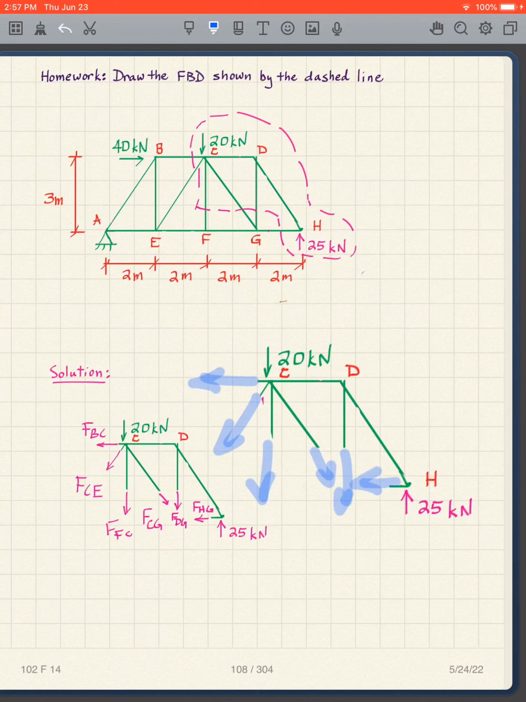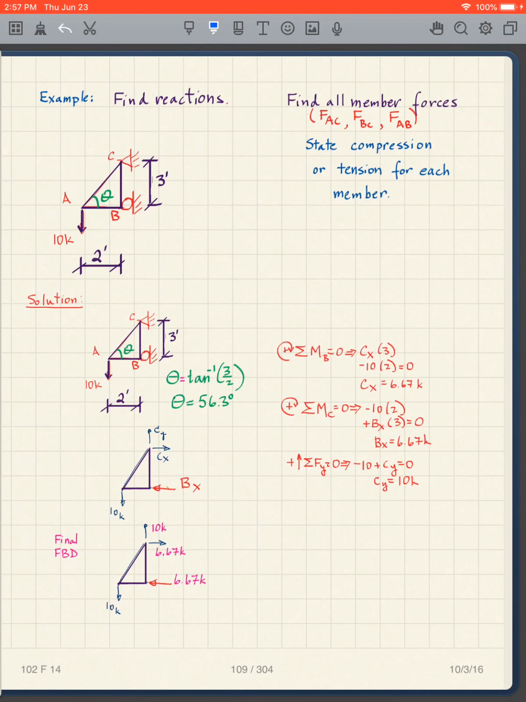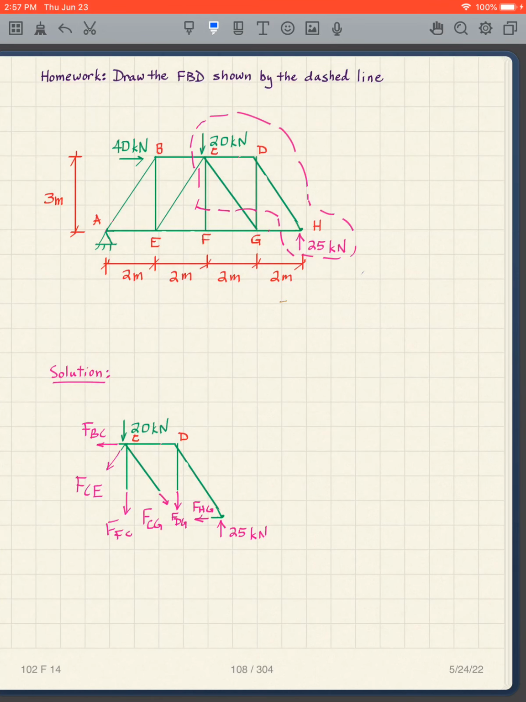Looks like that, and then I simply label the forces. So that's all there is to it for this part, but you have to get this part right. And we end up with this, and then, node to node, BC, CE, FC, CG, DG, HG. So you just label it properly. Okay, so hopefully you have understood here how to do these free body diagrams.